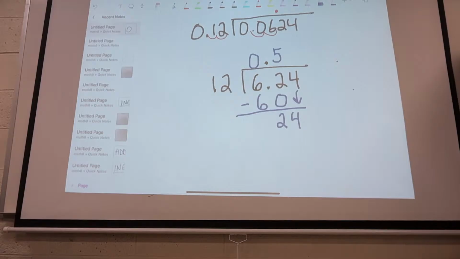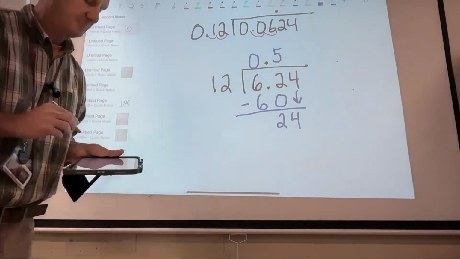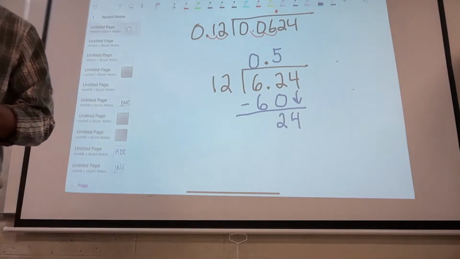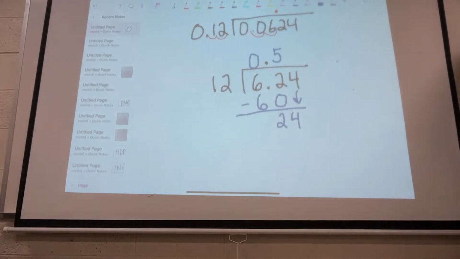How many times does 12 go into 24? 12 times what? 12 times what is 24? 2. 12 times 2 is exactly 24. 0. So your answer is 0.52 or 0.520, either way. You can write it either way. We'll do one more.